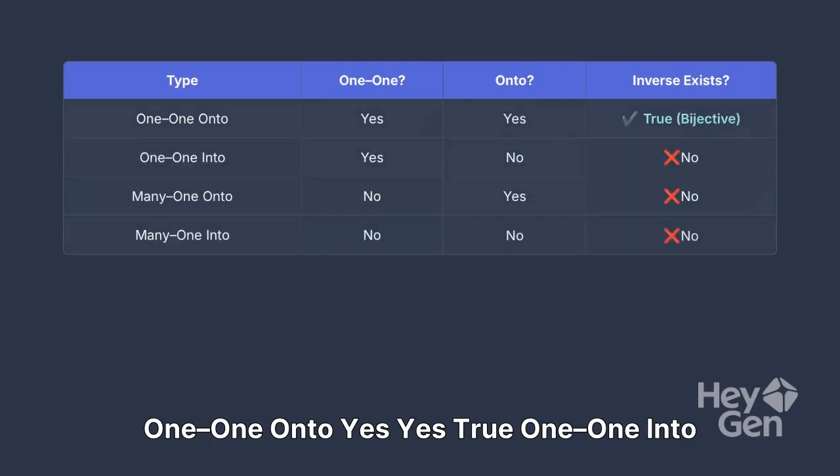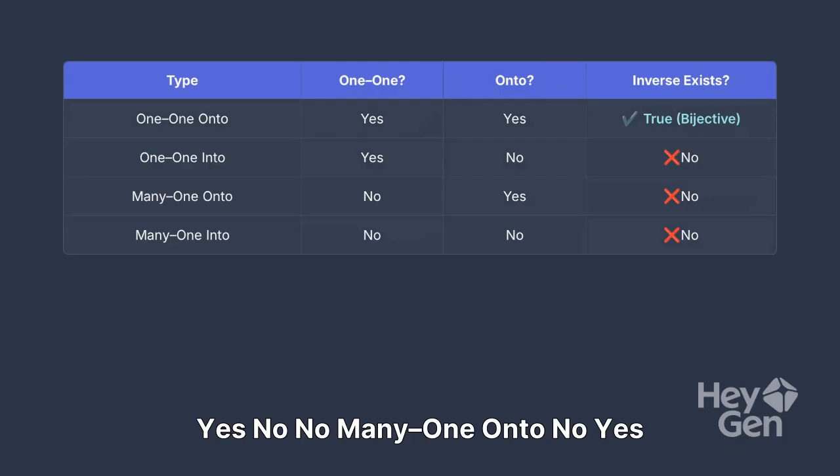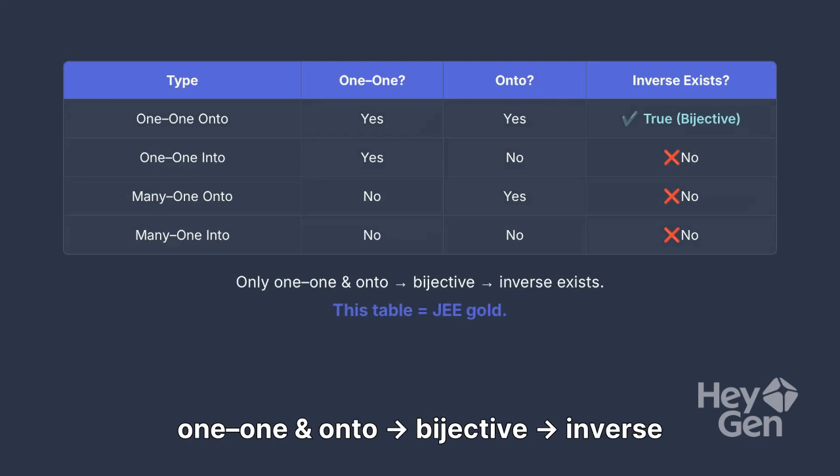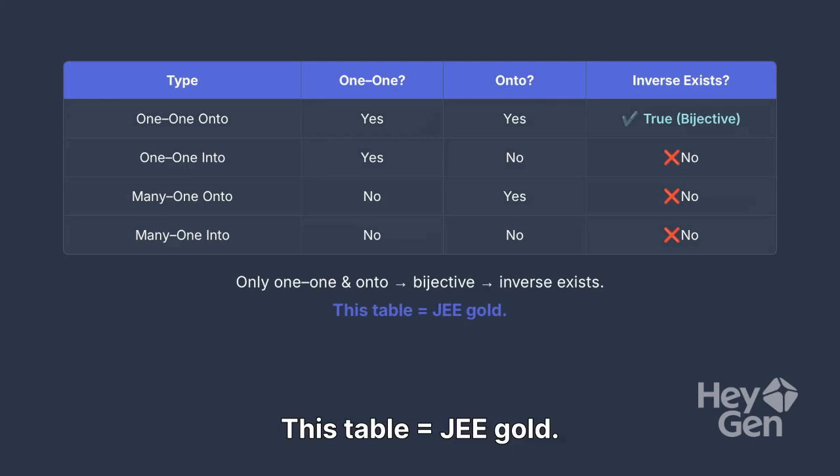One-one onto: yes, true. One-one into: yes, no. Many-one onto: no, yes. Many-one into: no, no. Only one-one and onto, that is bijective, means the inverse exists. This table is JEE gold.